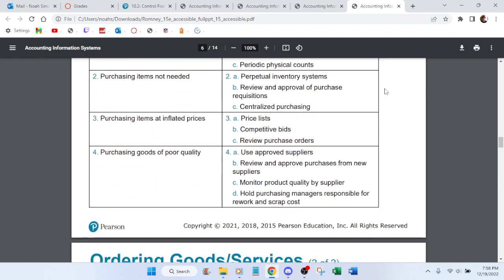Purchasing goods of poor quality. Use approved suppliers. Review and approve purchases from your suppliers. Monitor product quality by supplier. Hold purchasing managers responsible for rework and scrap cost.